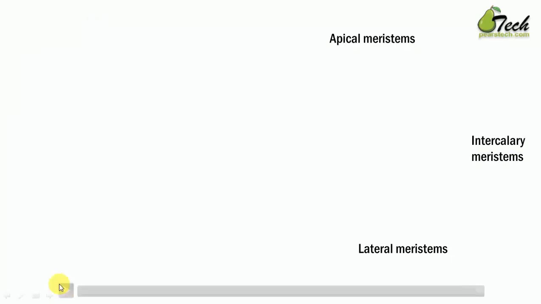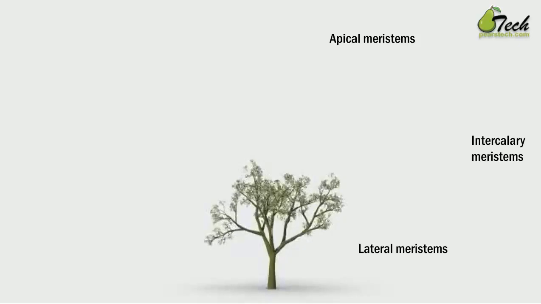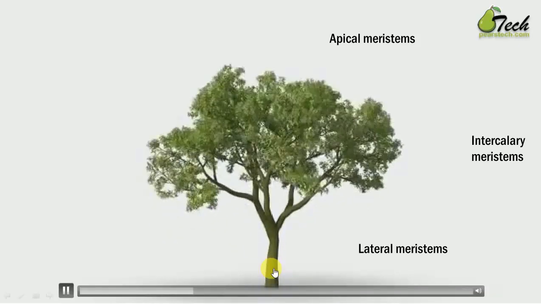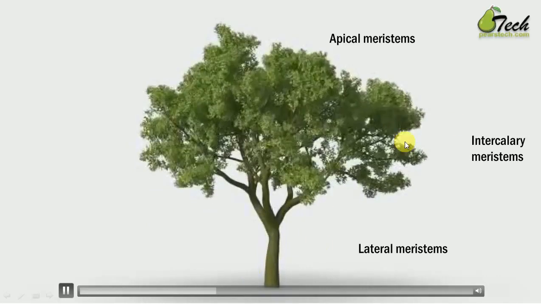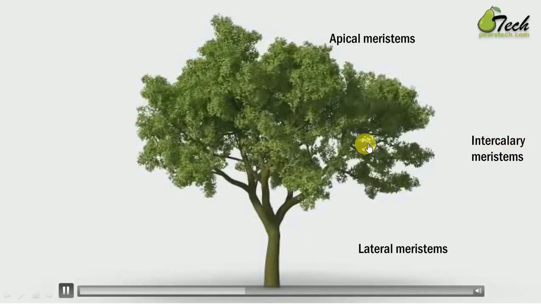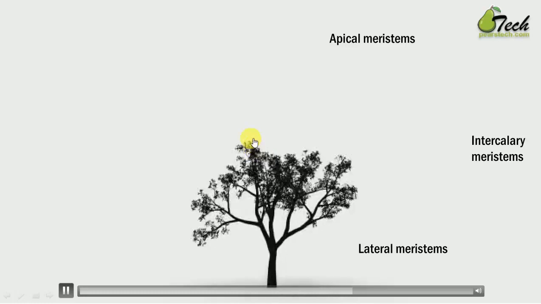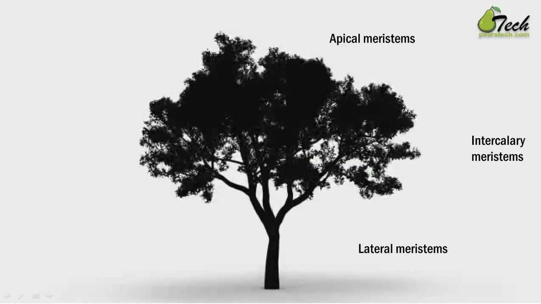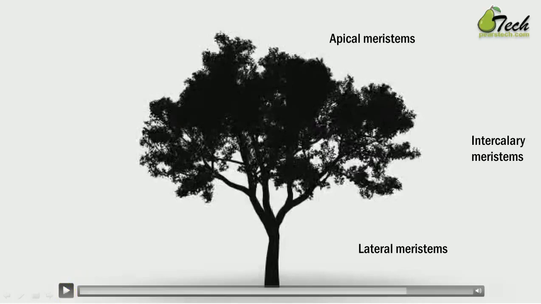Let's find out from this video how the plant is growing. You can see the plant is growing from the bottom, and this bottom part has a lateral meristem. That's the reason the girth is increasing. And the intercalary meristem is in the nodes, so that's the reason these are growing. And the apical meristem at the top, you see it's growing because of the apical meristem. So the meristem has a big job to do.